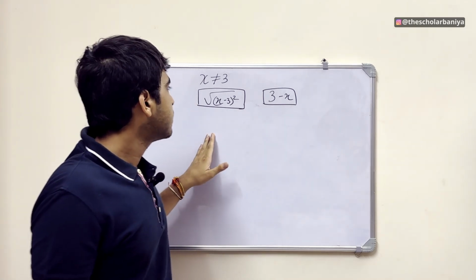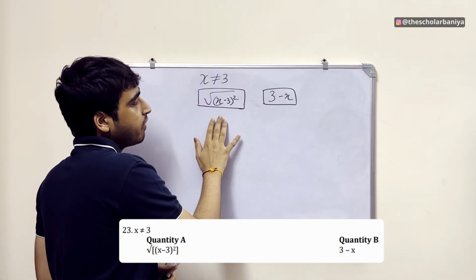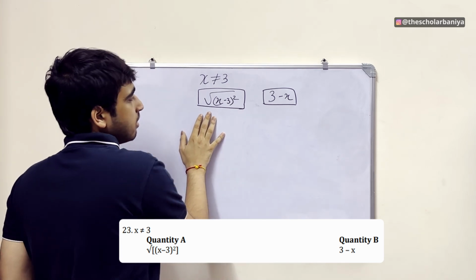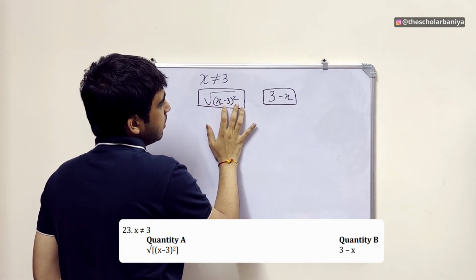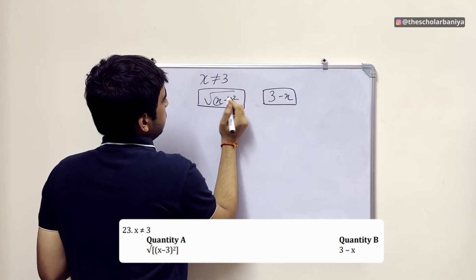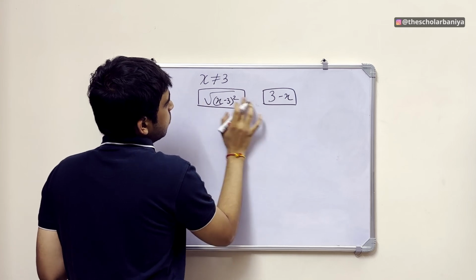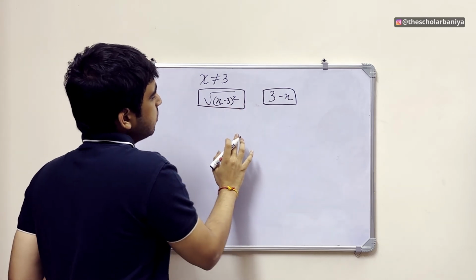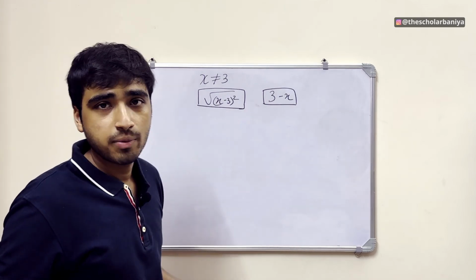So the next question is that x is not equal to 3, and we have to find the relationship between root of (x minus 3) square and 3 minus x. I think this should be mod, right? So we have to determine the relationship between these two.